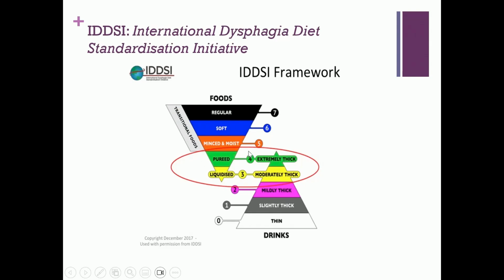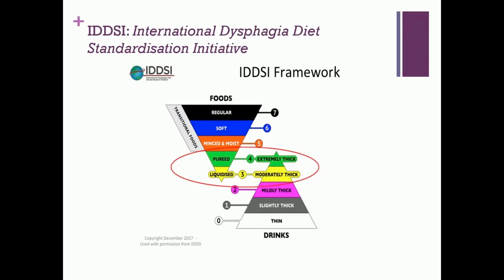And then after number 4, we've got 5, 6, and 7, and we're thinking minced and moist, which would be very, very soft, very, very small cut vegetables, very small bits of, say, mince, and think of a cottage or shepherd's pie, something like that. Soft would be maybe really soft flaked fish. And then regular is really any food that is a bit firmer and you might need to bite or chew.